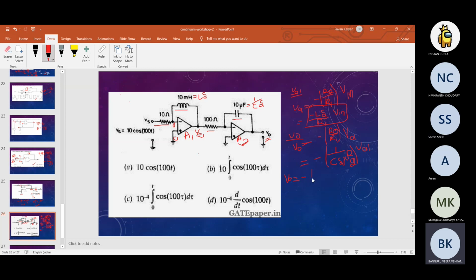So we'll be getting V out is equal to minus. A is the answer. Hello? Answer is A. What? A is the answer. Yes, A will be the answer. We'll be getting 1 times of CS R2 into minus times of LS by R1 into V in.